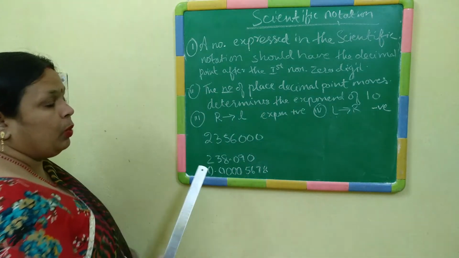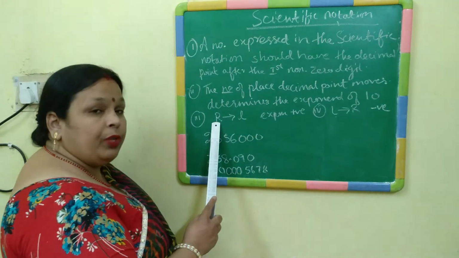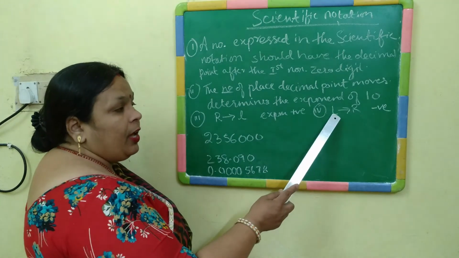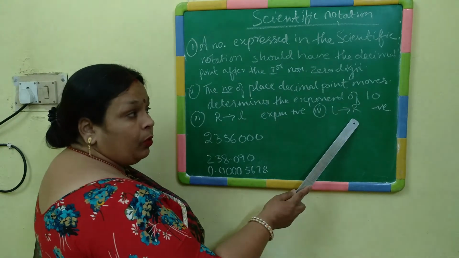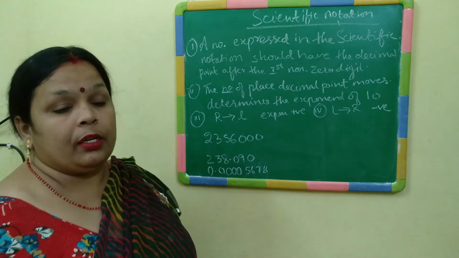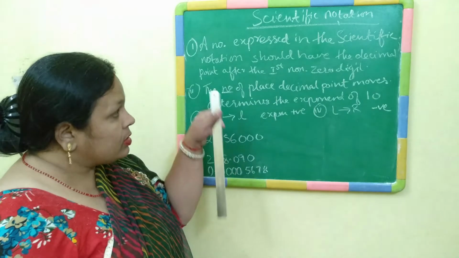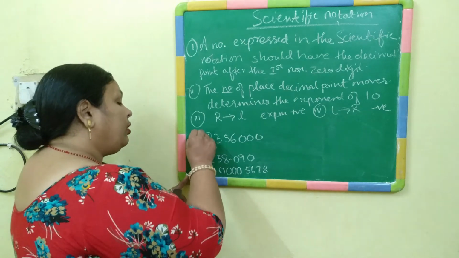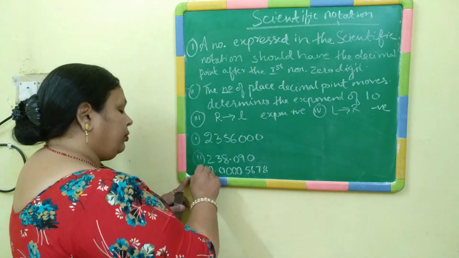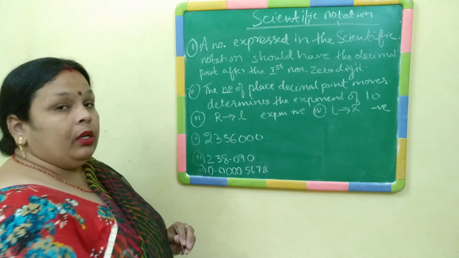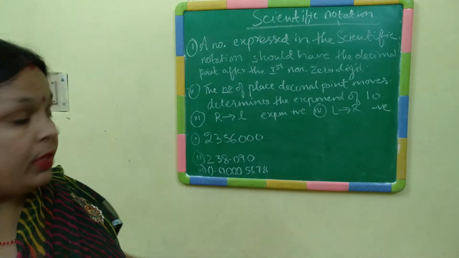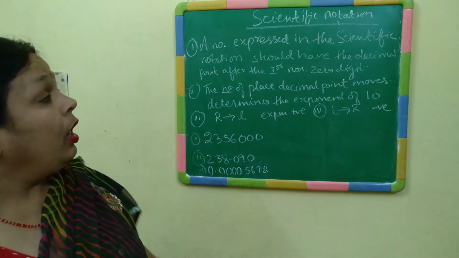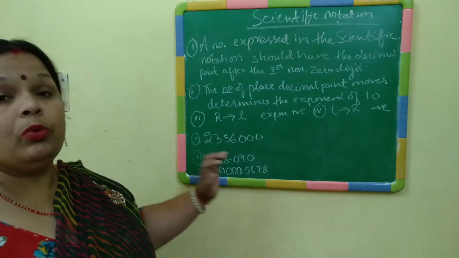Now, based on the second rule, if the decimal point is moving from right to left, we take the power as positive. If the decimal is moving from left to right, we take the power of 10 as negative. To understand these statements in mathematical form, we have taken 3 examples. One is a number where no decimal is shown, in the second there is a decimal, and the third also has a decimal. Now we will apply these rules.